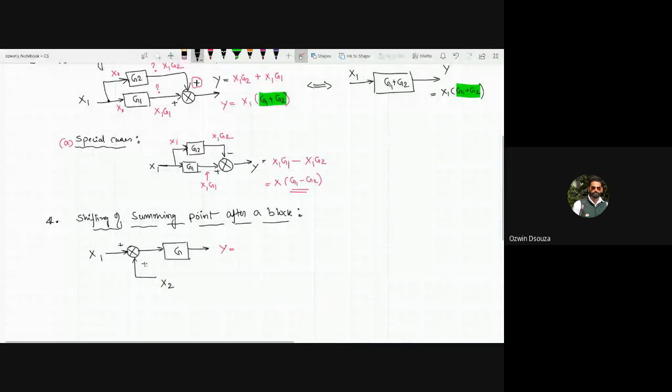So what is the net signal coming out of the summing block? It is X1 plus X2, right? X1 plus X2. So what is the output of block G? That is Y.